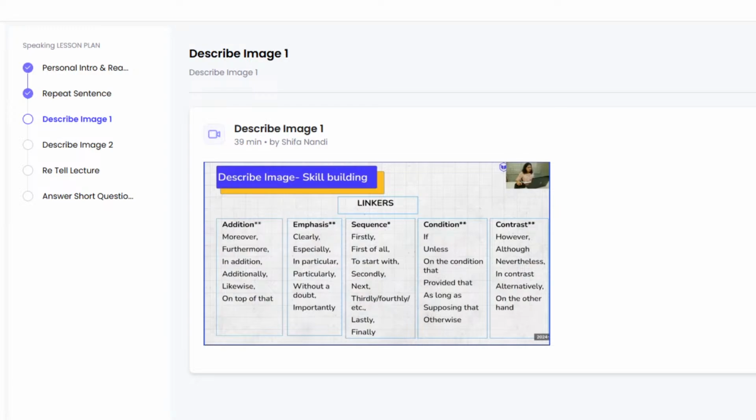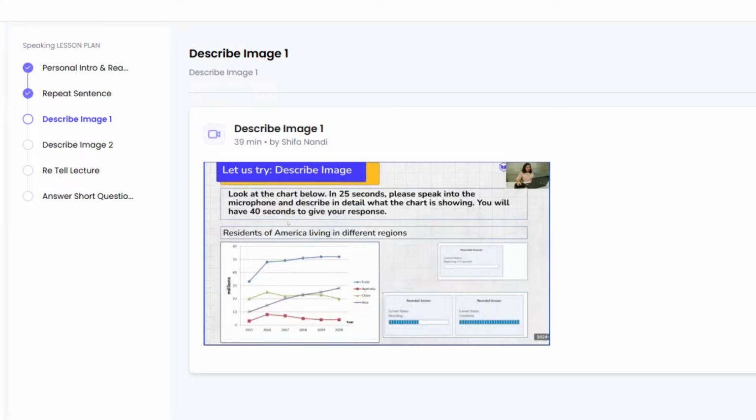And for the example, I'm going to take up a line graph, right? So here we go. Now, what does the prompt say here? It says, look at the chart below in 25 seconds. Please speak into the microphone and describe in detail what the chart is showing. You will have 40 seconds to give your response. So now it's clearly telling you the preparation time here, so keep that in mind, and the speaking time is 40 seconds, within which you need to complete your response.